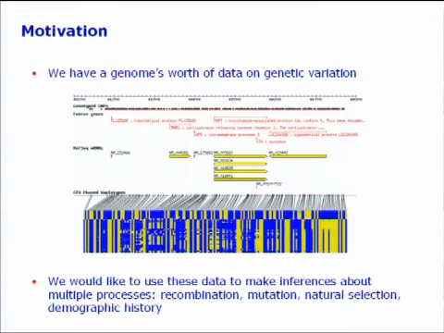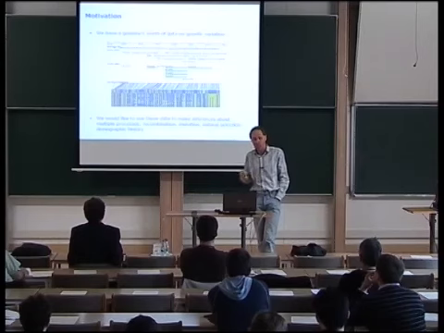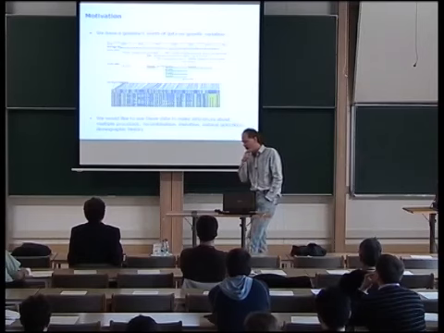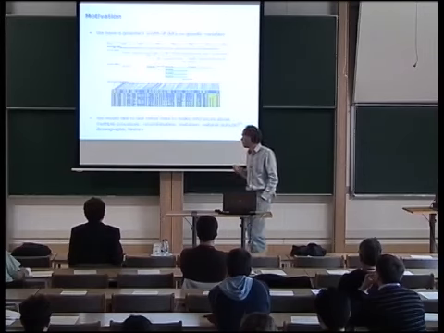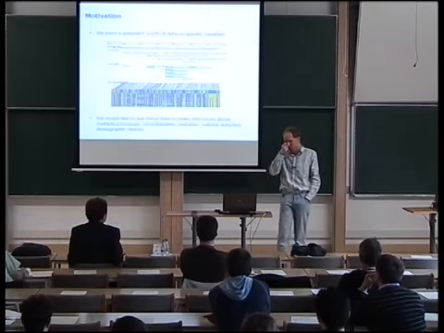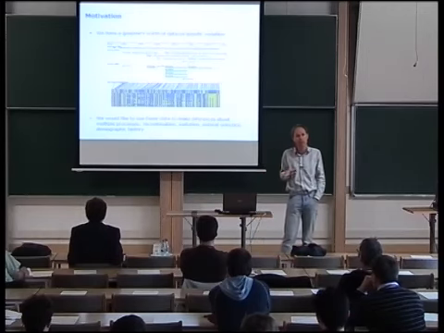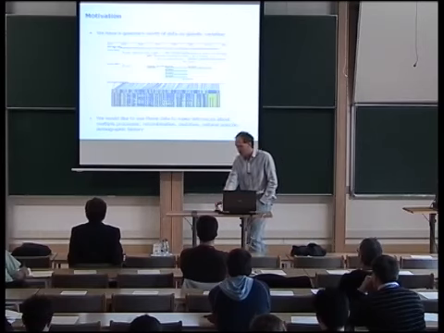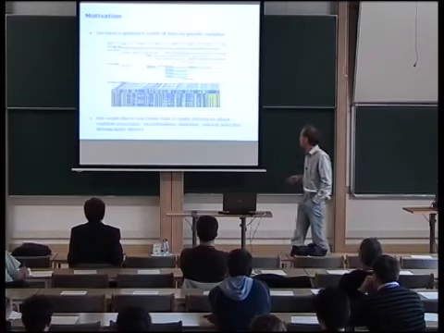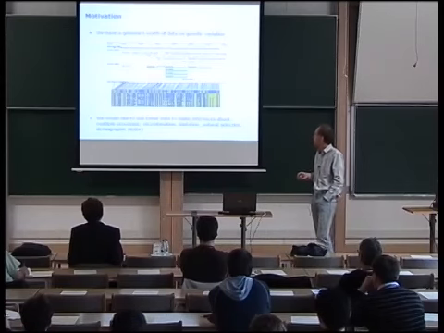We have to admit we're in a pretty amazing position of having vast amounts of information on really quite large numbers of individuals from things like the HapMap project. And as Richard talked about earlier in the week, we're very shortly going to be in a position of having even more data on an even more ridiculous scale from the 1,000 Genomes project. So we have a genome's worth of data on genetic variation, and this is a snapshot of what it looks like. This is data taken from the HapMap project.